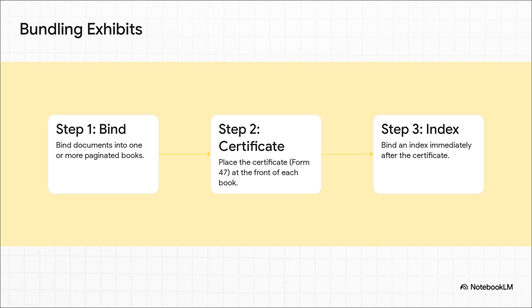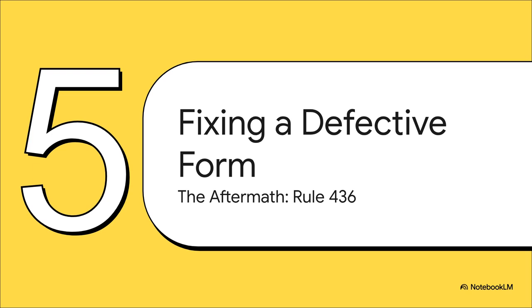At the front of each book, you put a single certificate, Form 47, and right after that certificate, you put a clear index. This isn't just about being tidy. It's a mandatory requirement that shows respect for the court's time. So what happens when you mess up? Despite all your best efforts, a page isn't signed, the jurat's wrong, an initial is missing. Is all that work for nothing? Is the affidavit completely useless? Well, not necessarily. Let's talk about the aftermath and the potential lifeline you have under Rule 436.